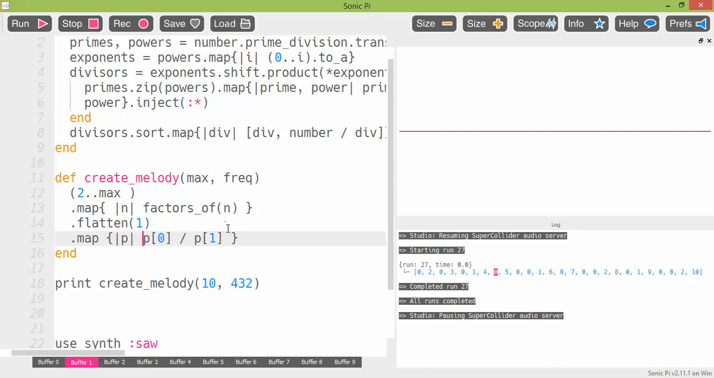Because here's what's going on. Every time we're dividing a small number by a big number, it's giving us 0 because it's rounding them. Son of a gun. So we need to convert this thing to a float instead of an integer.